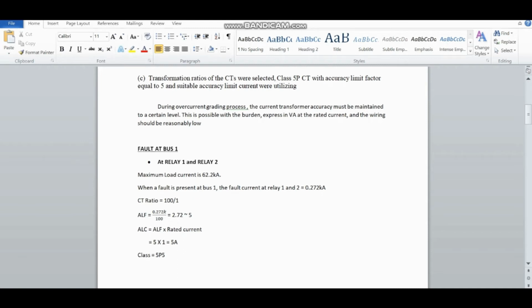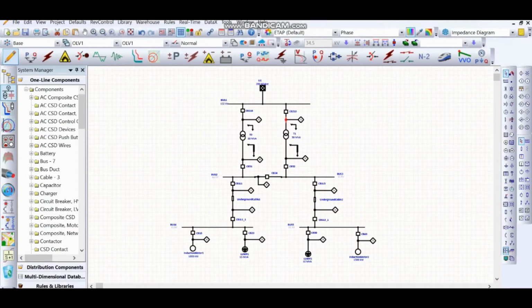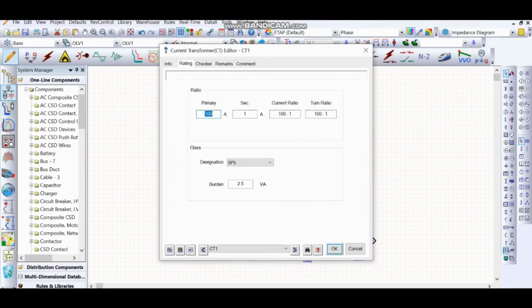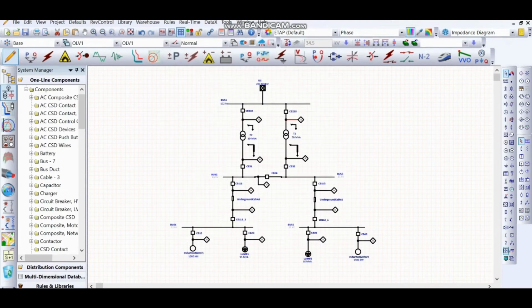So here, we choose 5 because it was the nearest for the accuracy limit factor. And then for accuracy limit current, we just multiply the accuracy limit factor times rated current, which is 5 ampere. And then we got the class, which is 5P5. This is the setting for relay 1 and 2: 100/1. Then the class designation is 5P5, and the burden is 2.5 VA, same as relay 2.